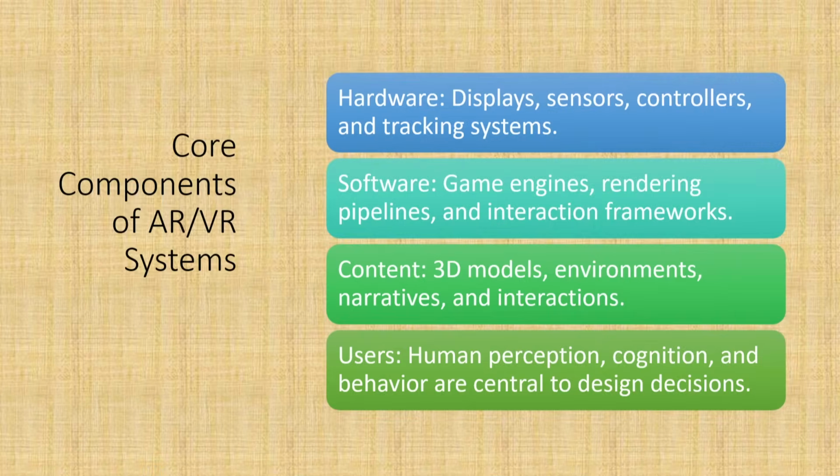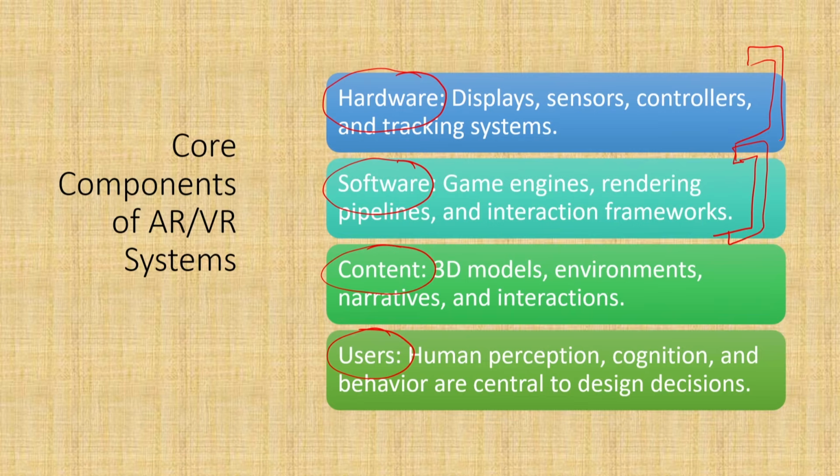Now, let us briefly touch on the core components of AR VR systems. Typically, we need 4 things. We need the hardware, we need some software, we need some content, and we need some users. In terms of hardware, you may have displays, you may have sensors, you may have controllers and tracking systems. In terms of software, you may have game engines, you may have rendering pipelines and interaction frameworks. As we move on in this course, we will talk about the various types of software tools that you can use. We will also look at the different hardware that we can use.